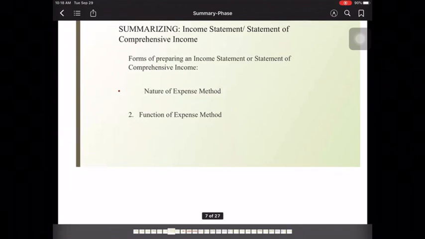Now, in preparing an income statement or a statement of comprehensive income, there are various ways to present it. We call them the forms of income statement or the forms of statement of comprehensive income. The two ways to present your income statement are the nature of expense method or the function of expense method. The difference really lies in how we are going to present the expenses incurred by the business. It does not really talk about the manner in which we present the income earned by the business, but more on the manner in which the expenses shall be summarized in this particular report.